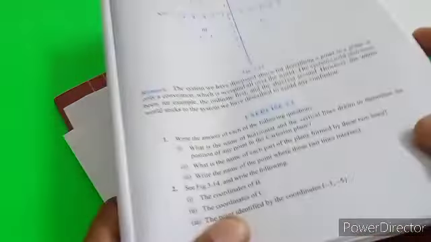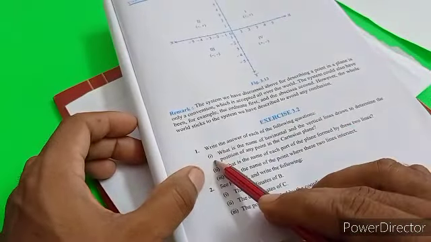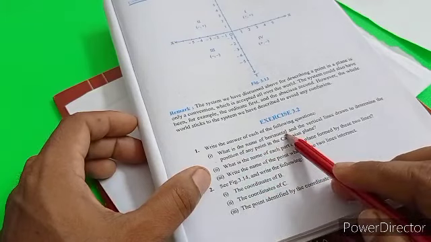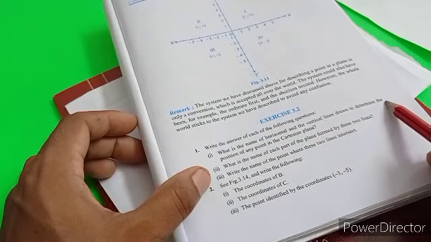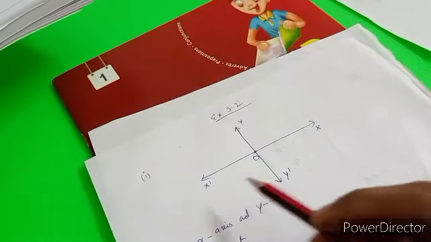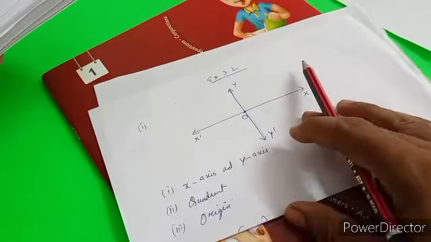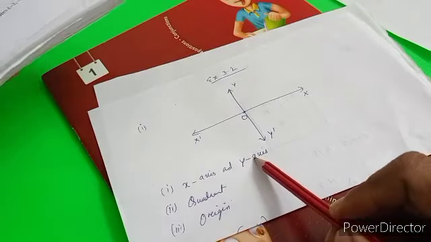Question number 1 says, write the answer of each of the following questions. Number 1, what is the name of the horizontal and the vertical lines drawn to determine the positions of any point in the Cartesian plane? Horizontal and vertical lines. Yes or no? What are these called? These are called x-axis and y-axis. As I said before, x-axis and y-axis.